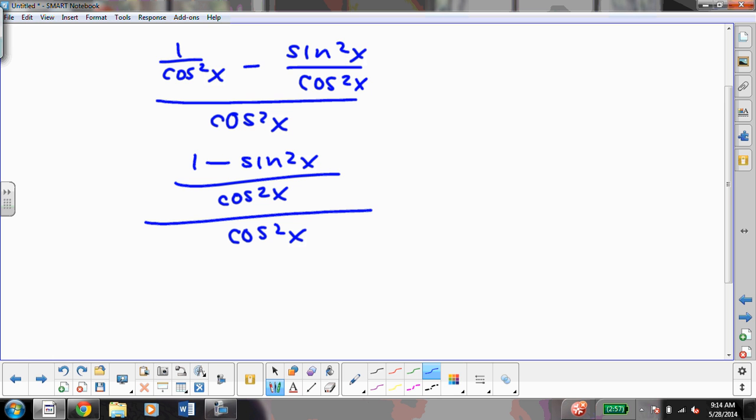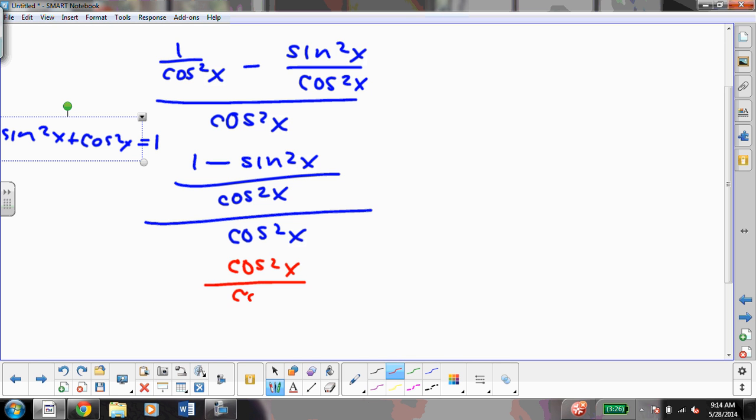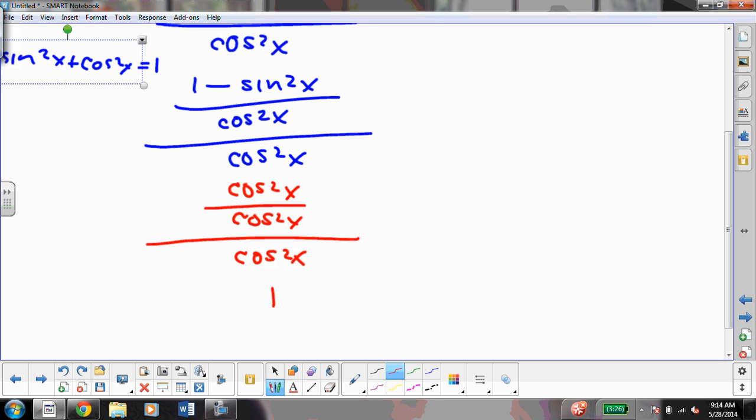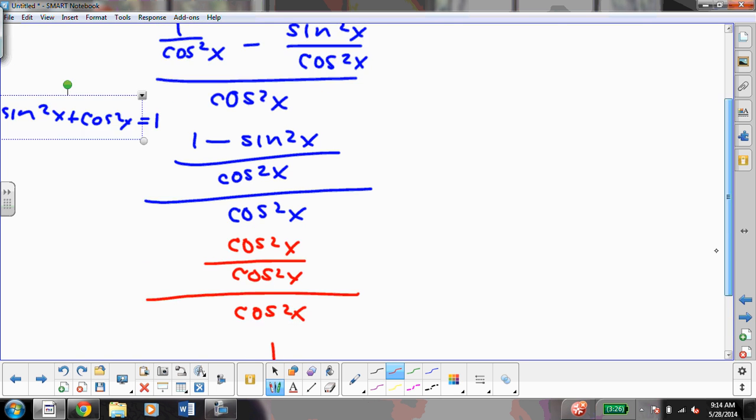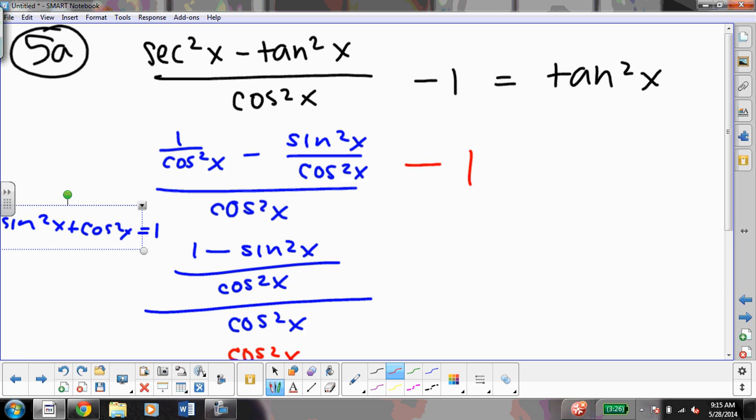One minus sine squared, that is a Pythagorean identity, because the sine squared plus the cosine squared is 1. So 1 minus sine squared would have to be cosine squared. So I have cosine squared x over cosine squared x all over cosine squared x. That means I have 1 over cosine squared x for this first fraction. And remember, I still had this minus 1, which technically carried down with everything.